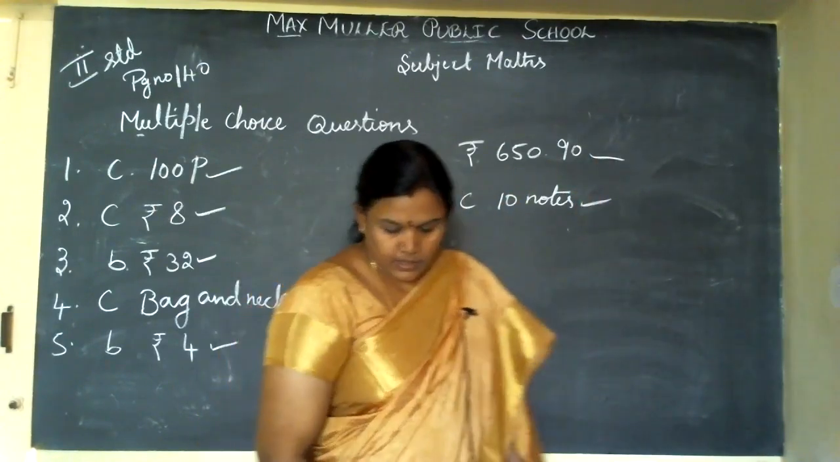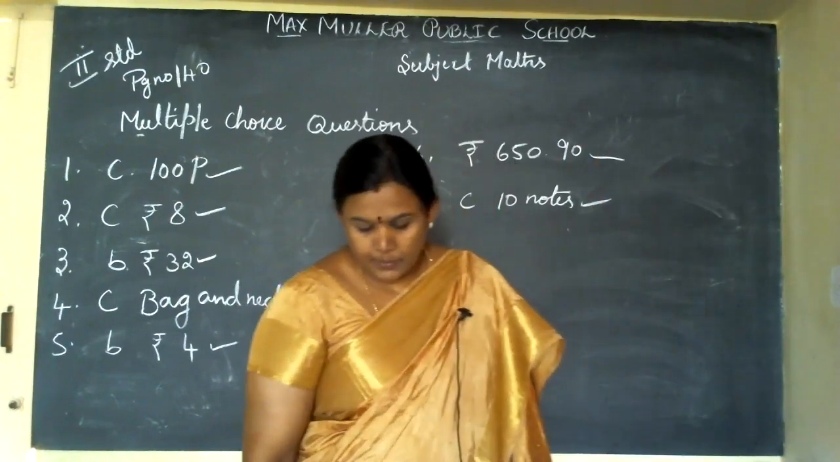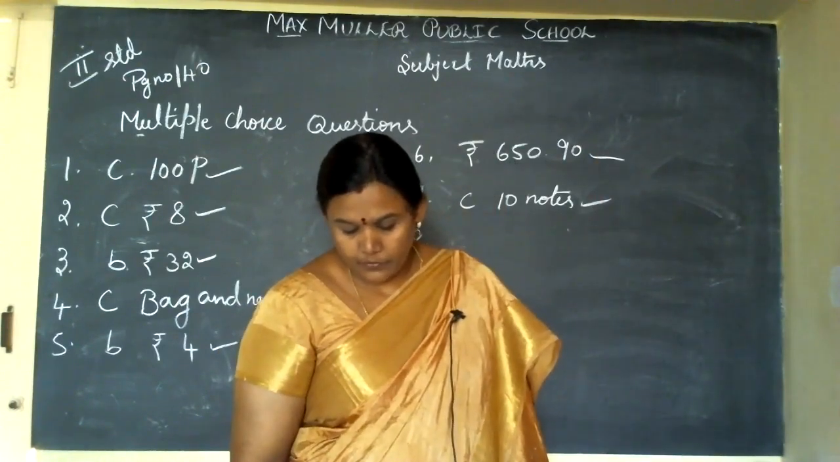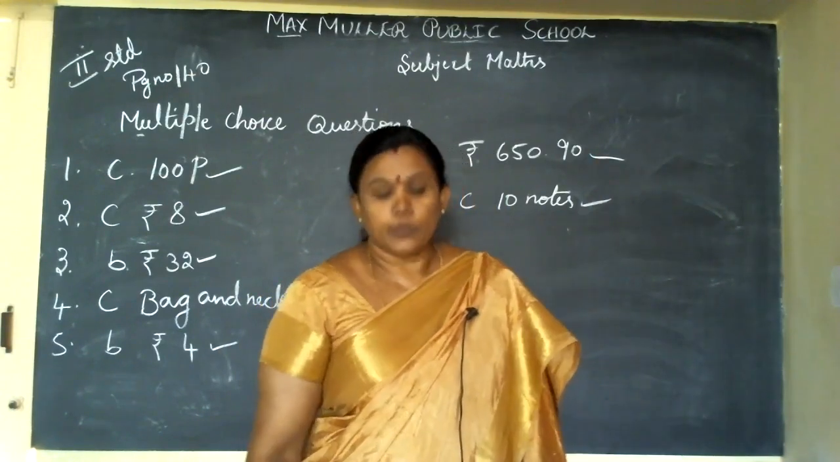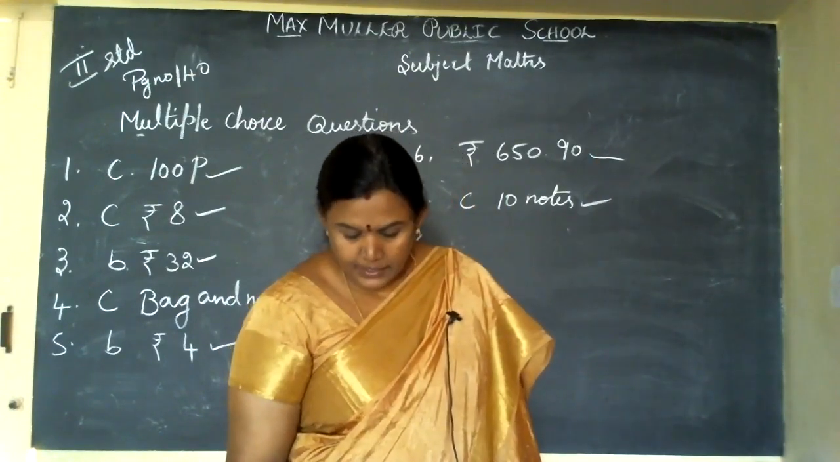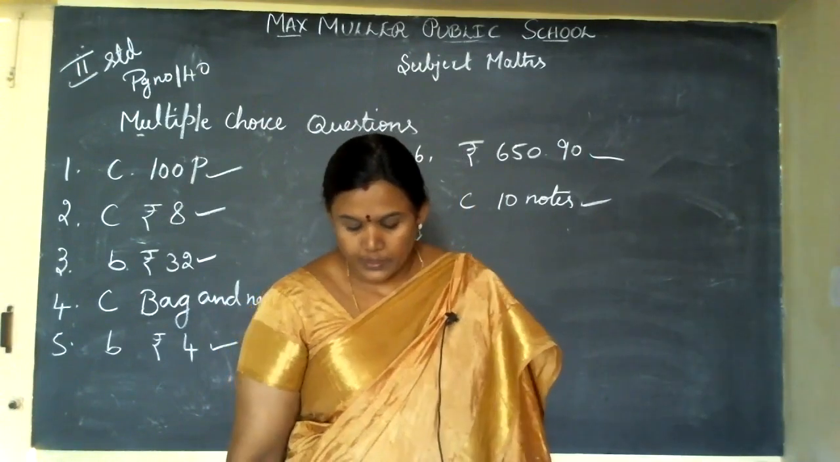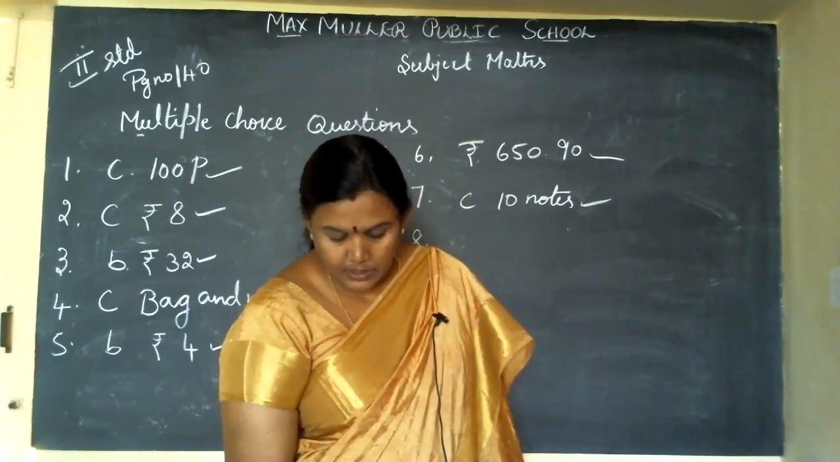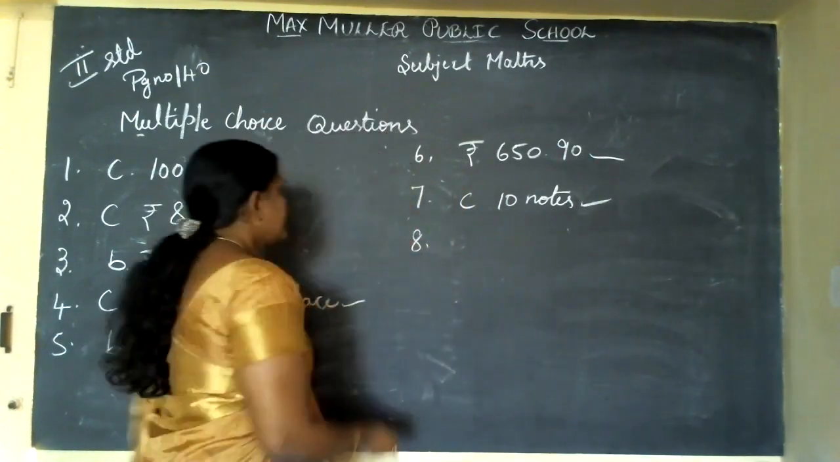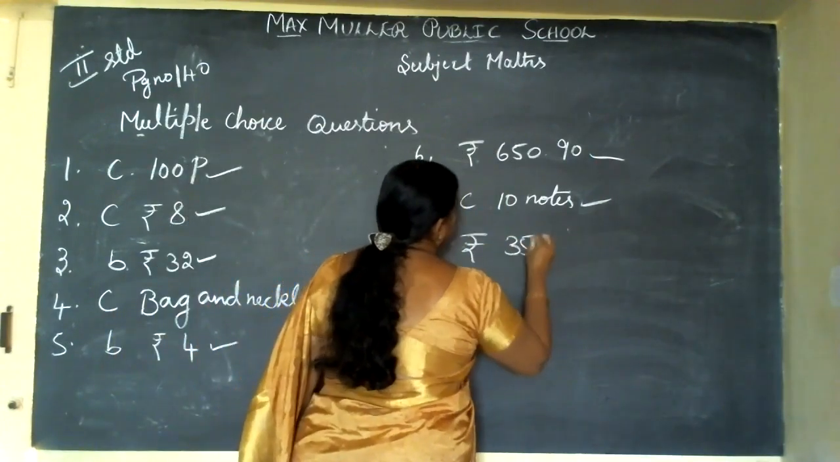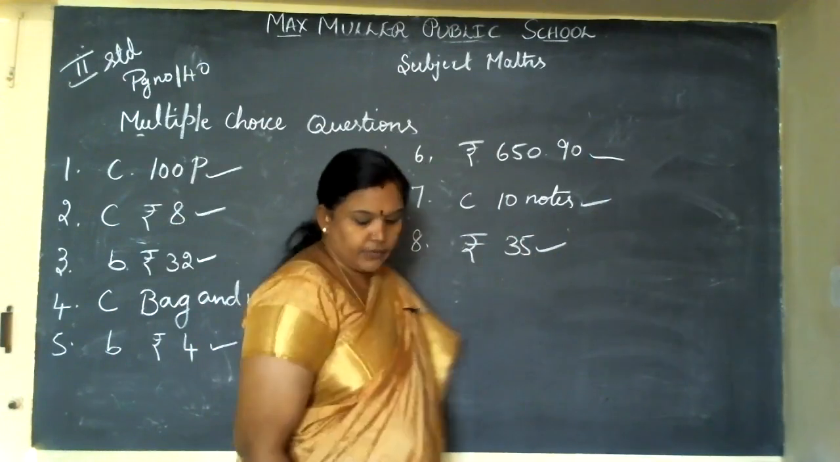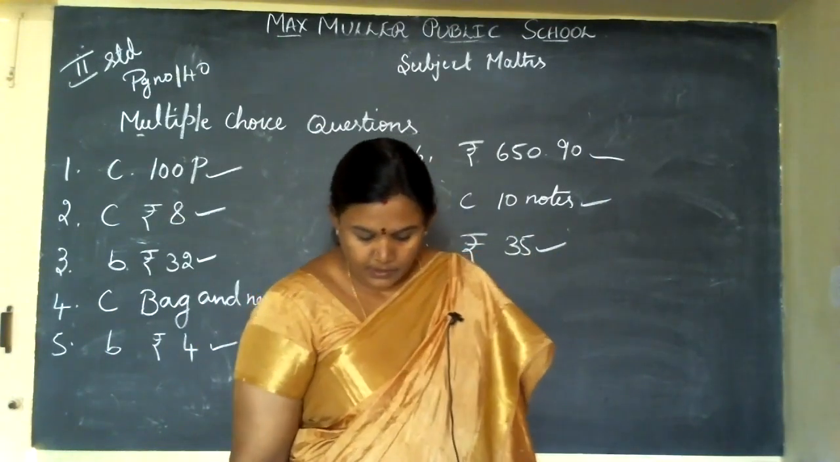Eighth one, Aman had 80 rupees, he purchased a water bottle for 45, how much money was left with him? 80 rupees, he buys one water bottle, check 45 rupees. How much money was left with him? Only rupees 35. From 80, if you take away 45, you'll get 35.